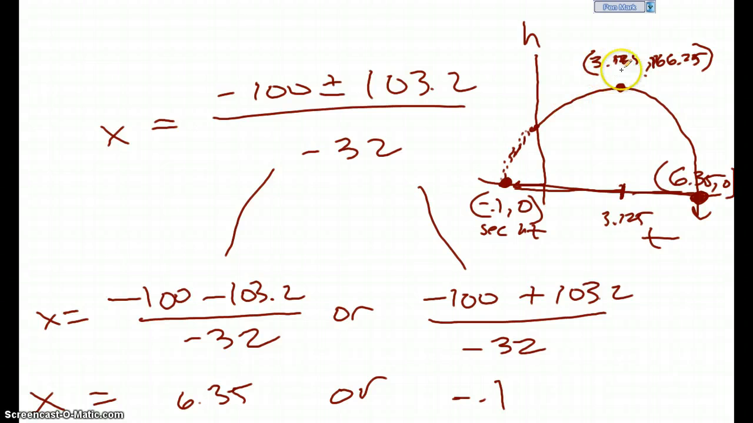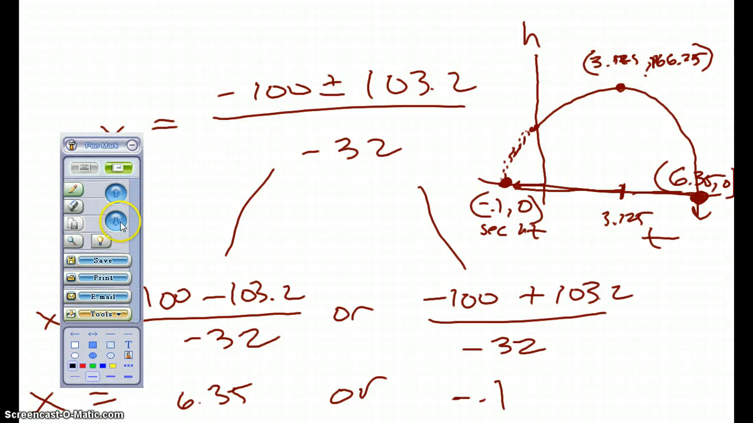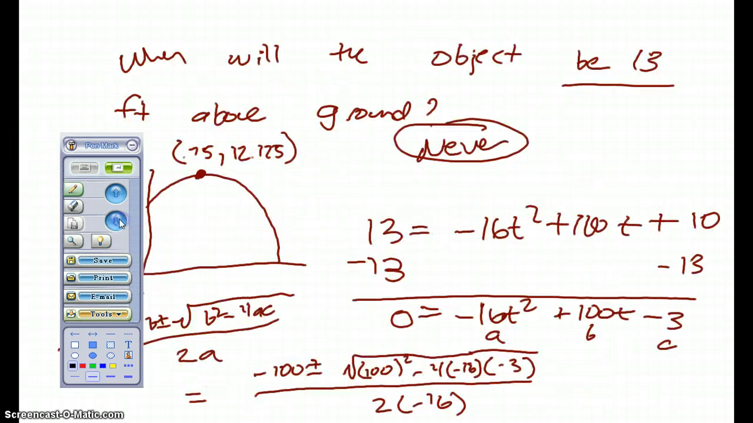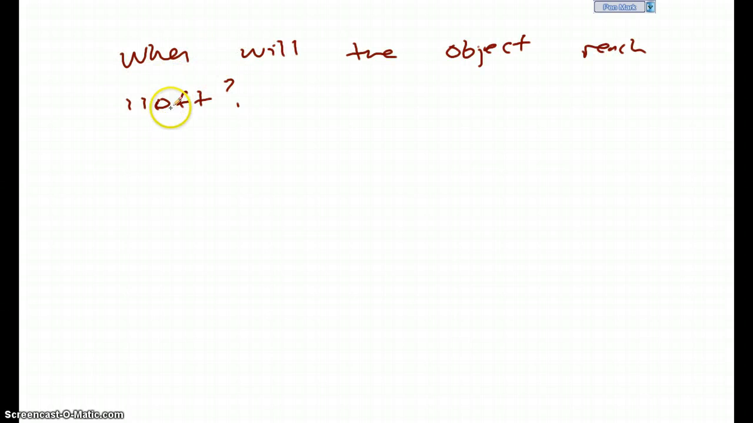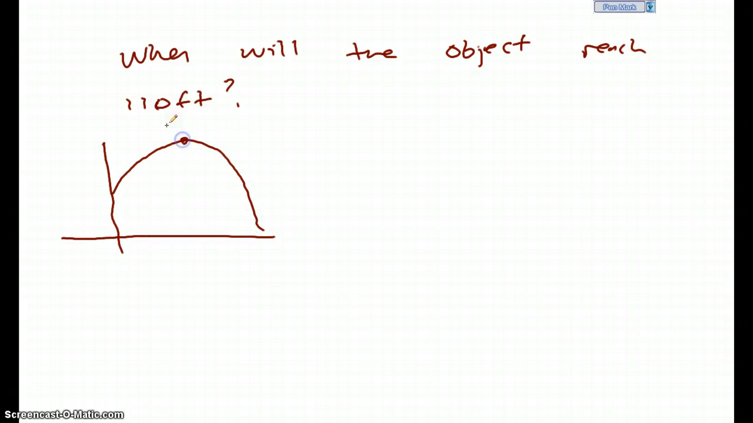Okay, so let's ask another question. What if we wanted to know, I'm going to skip frames, what if we wanted to know when the object will reach 110 feet? So we always want to think about this practically first before we start answering these types of questions. What I do know is the vertex and the maximum height. So I know that at some point over the course of time, the height has been at 110 feet.